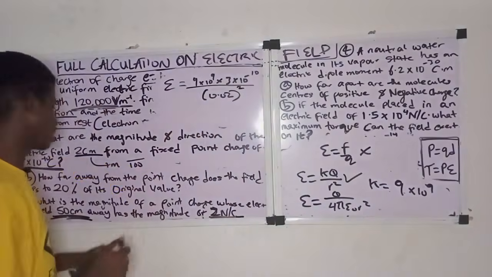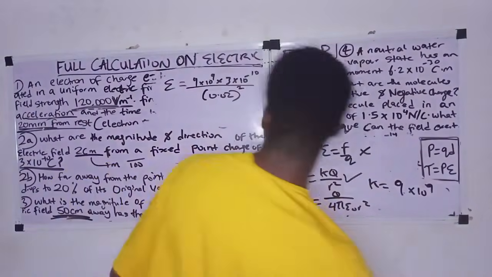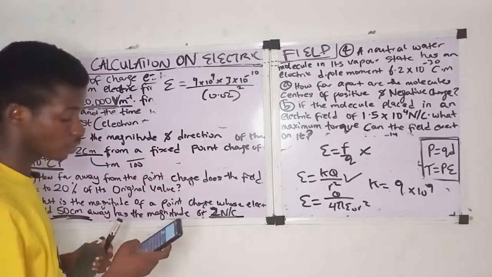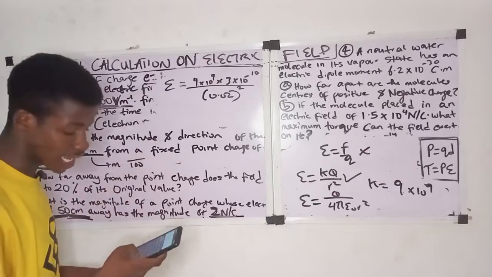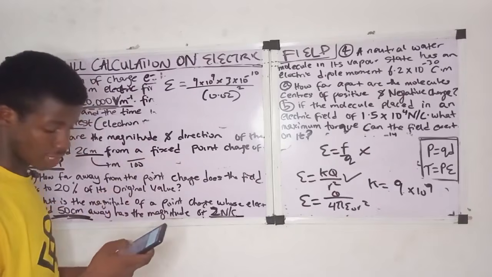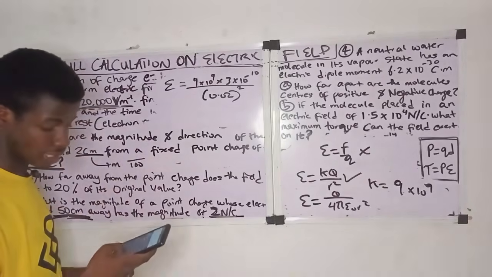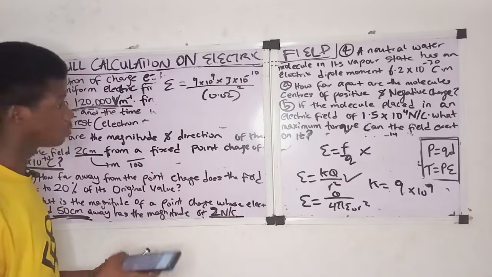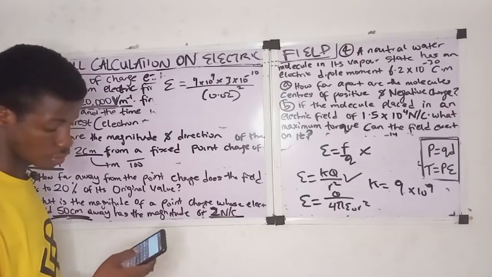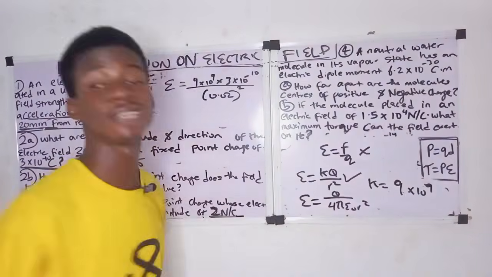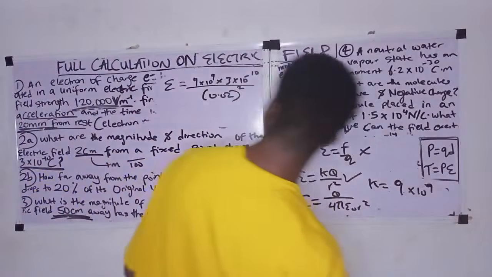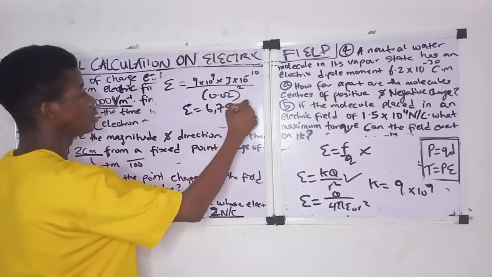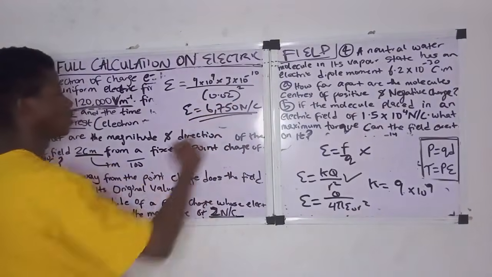So let's just do it straight to save time. 9 times 10 raised to the power 9, then times 3 times 10 raised to the power minus 10, then divided by bracket open 0.02 all squared. Now our answer is 6,750. So the electric field is 6,750 Newton per coulomb.